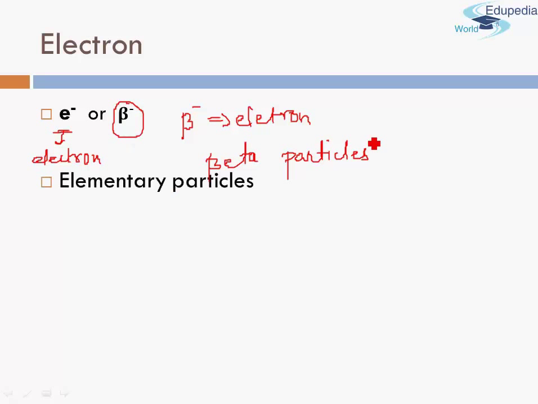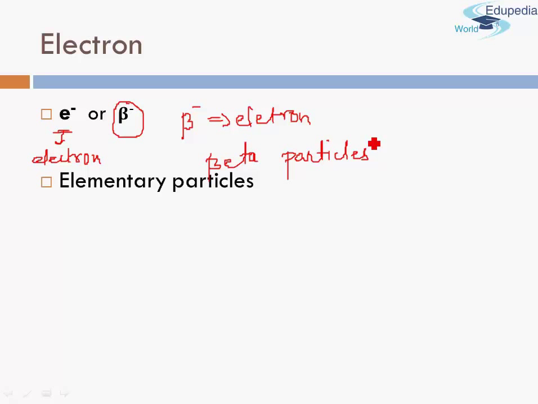Second point, they are elementary particles. That is to say, they are fundamental to everything. Elementary particles means these particles cannot be further divided into constituents or subparts. Even today we have not been able to establish how electrons are formed, basically what constitutes electrons. We just know that they are elementary particles because they form everything, but they are not formed by anything that we know of.